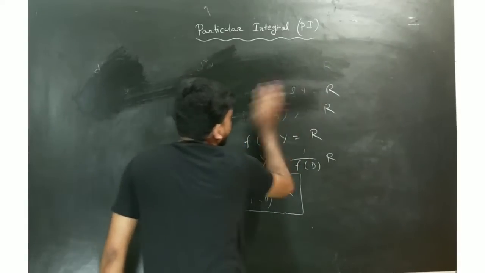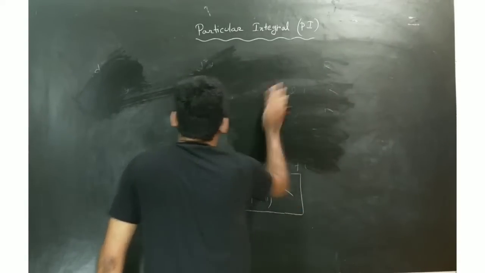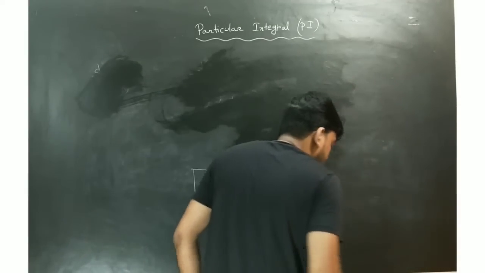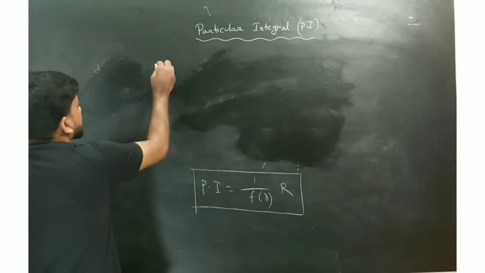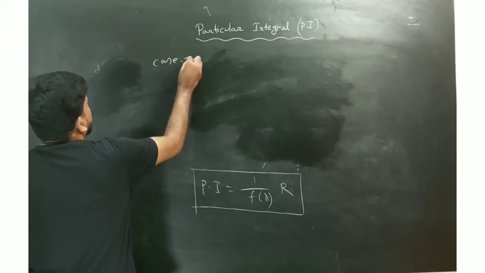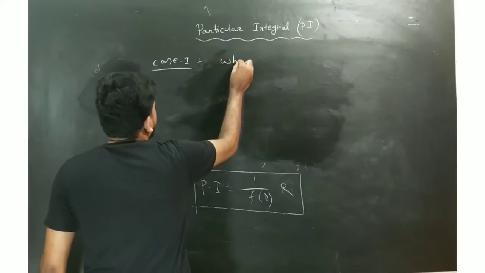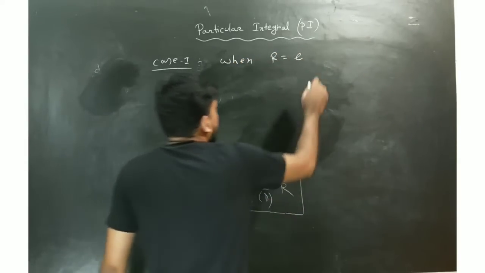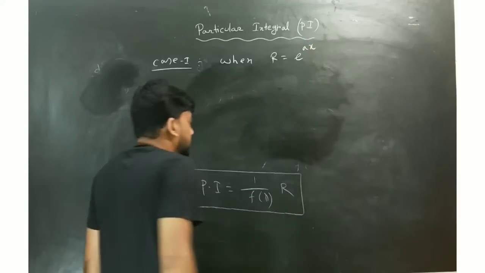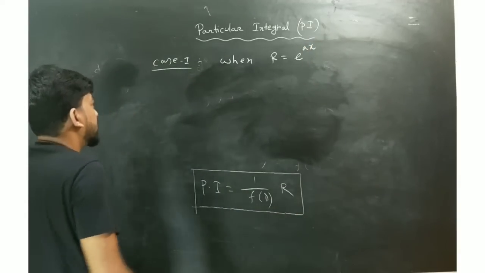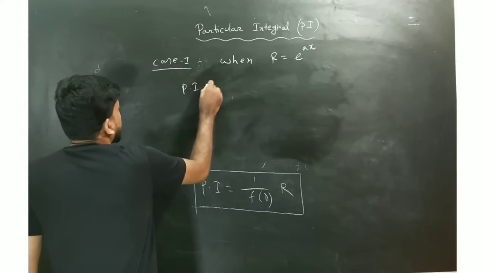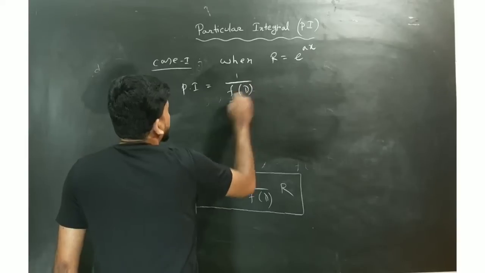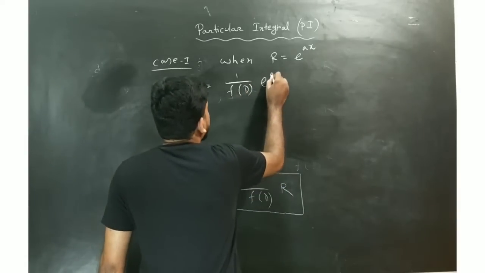The first case that we are going to discuss is case 1, when r is equal to e to the power ax. If your r is equal to e to the power ax, then the particular integral will be in this form, that is, 1 upon f(D) into e to the power ax.